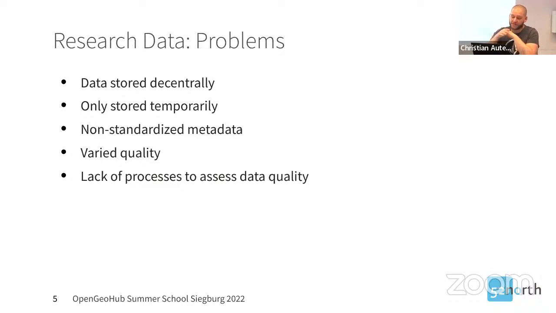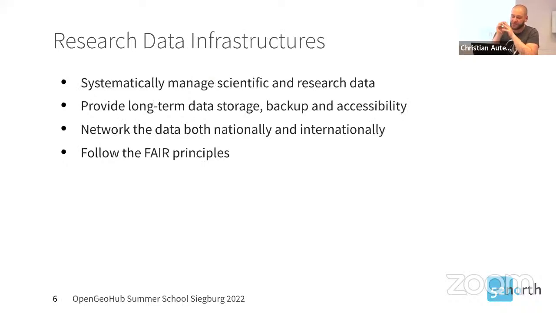And these are the problems research data infrastructures try to solve by systematically managing scientific and research data and providing a long-term archive or long-term storage of this and making it accessible through open standards. And by this also creating a network that is both national and international, so that we can share research data across borders, basically. For this, it's very important to follow the FAIR principles.